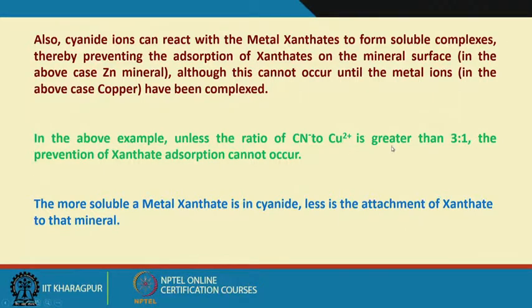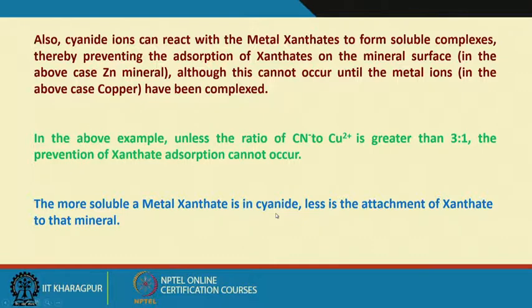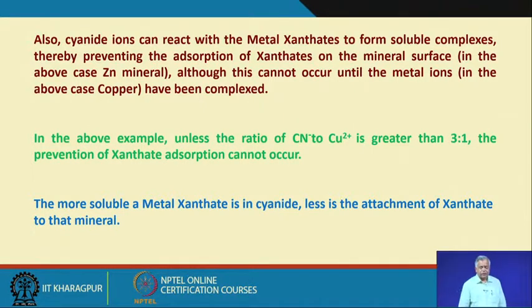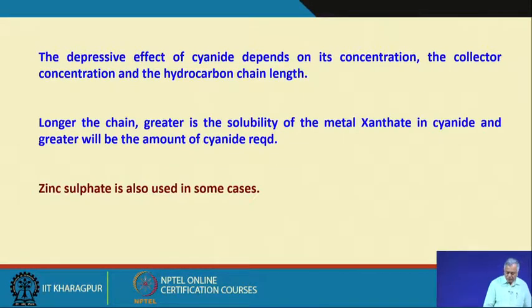Unless the ratio of these two is greater than 3:1, the prevention of xanthate adsorption cannot occur. So, you have to maintain that ratio or maybe higher. The more soluble a metal xanthate is in cyanide, the less is the attachment of xanthate to that mineral. That is how you bring the selectivity. The depressive effect of a cyanide depends on its concentration, the collector concentration and the hydrocarbon chain length. All this will decide how effective these depressants are.